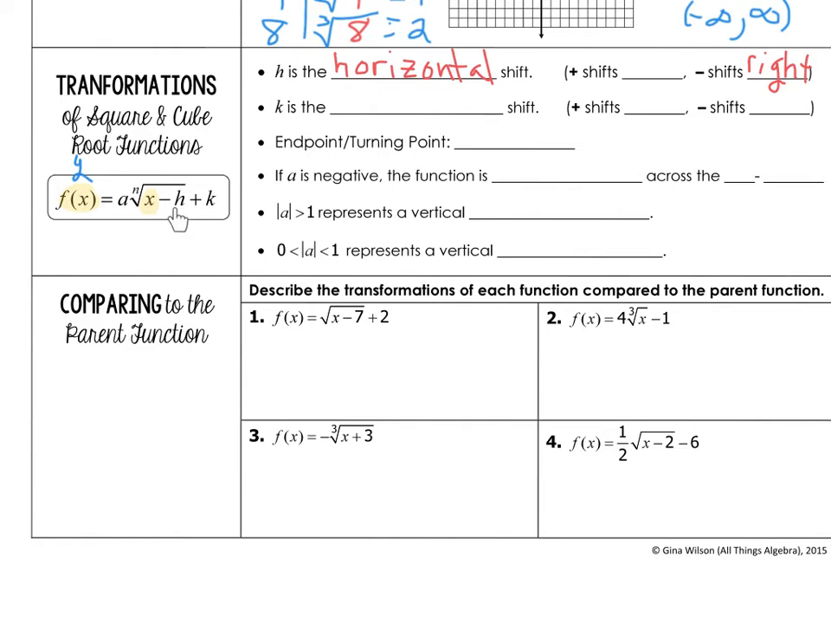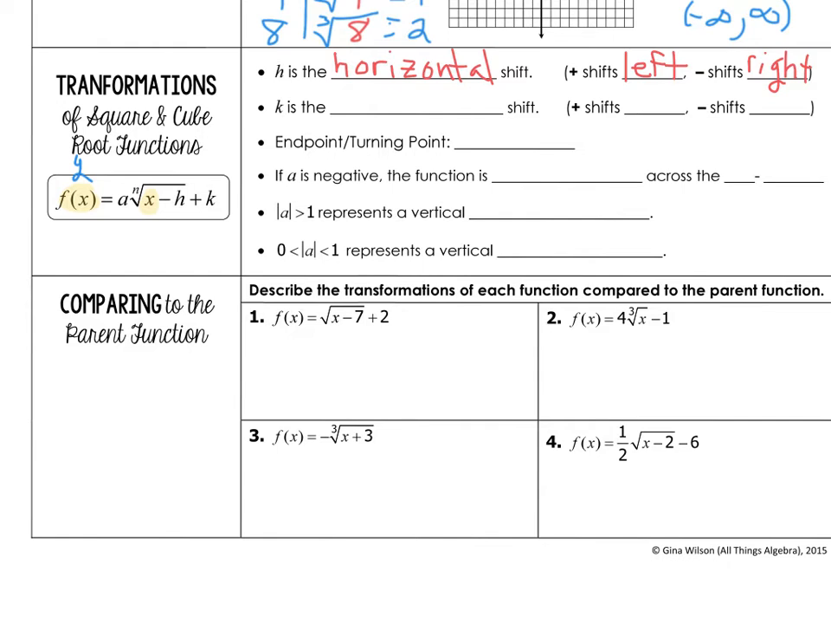But if this is a positive, x plus 2, it's going to go in the opposite direction, because on the x-axis a positive will go to the right, but we're really going to the left because that's the opposite direction of a positive. So a positive is going to shift our graph to the left.